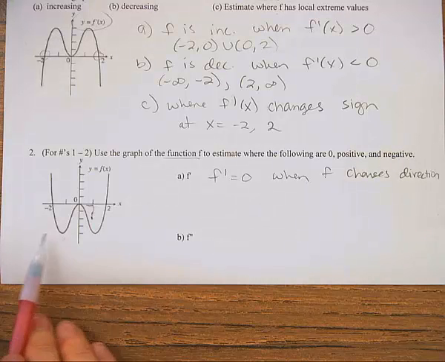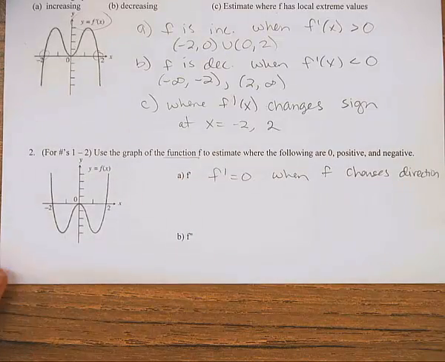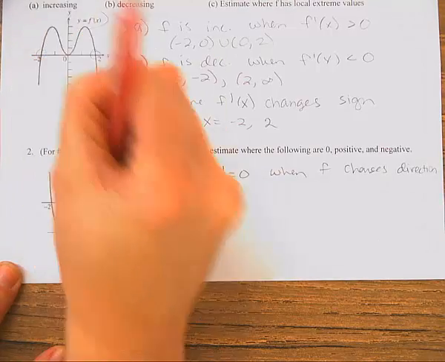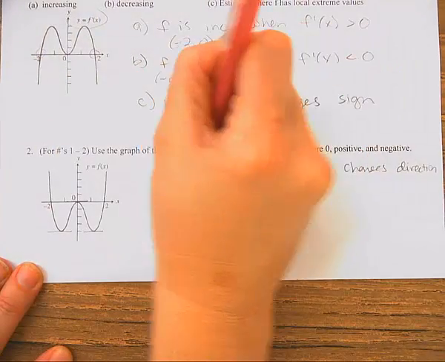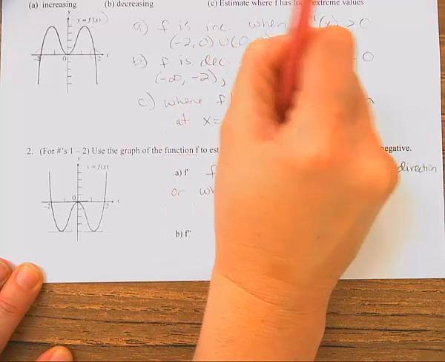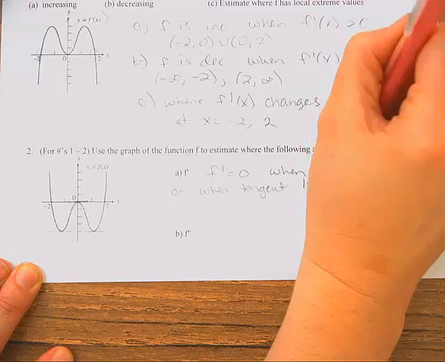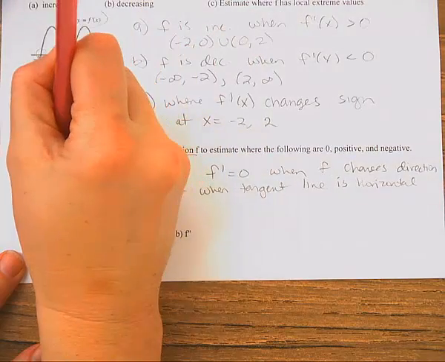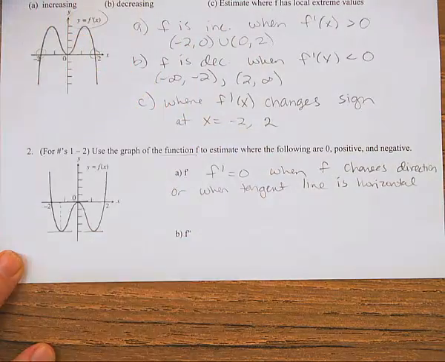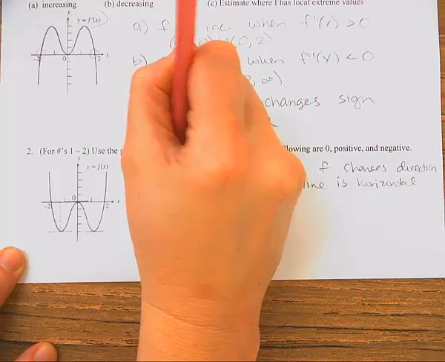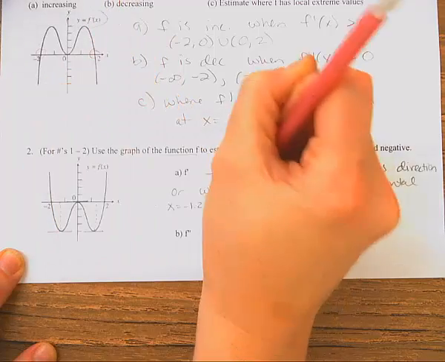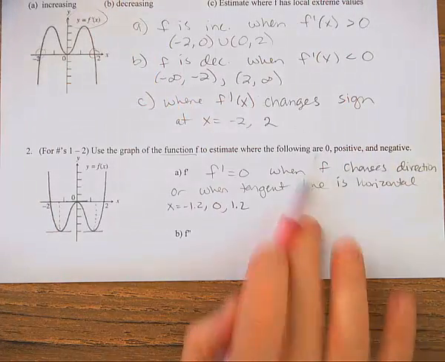But also when you have a horizontal tangent line is another place where your slope is going to be 0. So I can see that that is going to happen right here, and right there. So I'll put or when tangent line is horizontal. Okay, so that happens at, looks like about negative 1.2, 0, and positive 1.2. So that would be where it's 0.